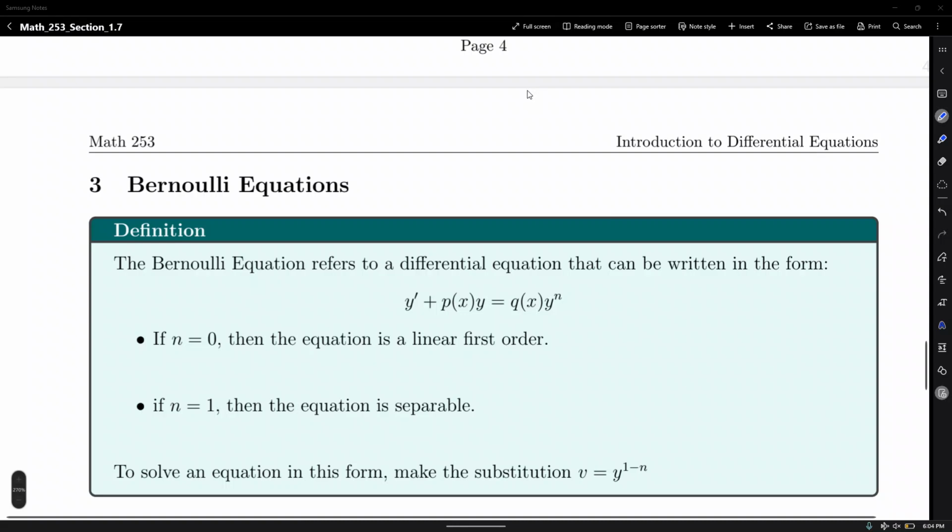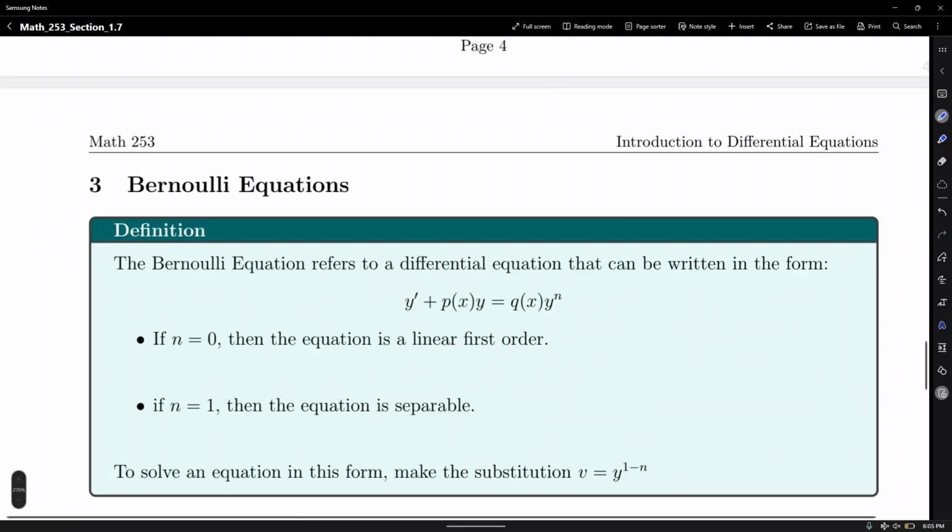A Bernoulli equation is an equation of the form y prime plus some function of x times y equals some other function of x times y to the n power. In fact, we can classify this equation as a non-linear differential equation, because look at the power of n, unless n is 1. Well, we'll see about it.